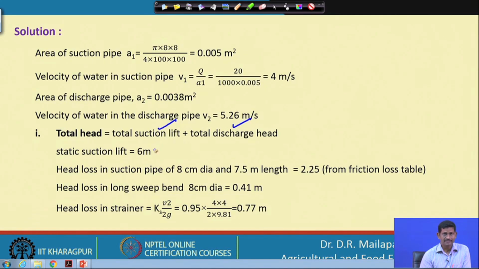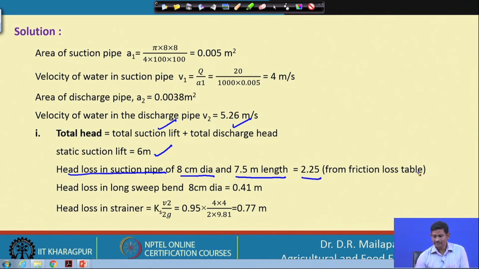Let us find out what the suction lift is. It has the static suction lift, friction heads, and velocity heads. Static suction lift: 6 meter, the suction pipeline is given. Head loss in the suction pipe, 8 centimeter diameter, 7.5 meter length, is 2.25.